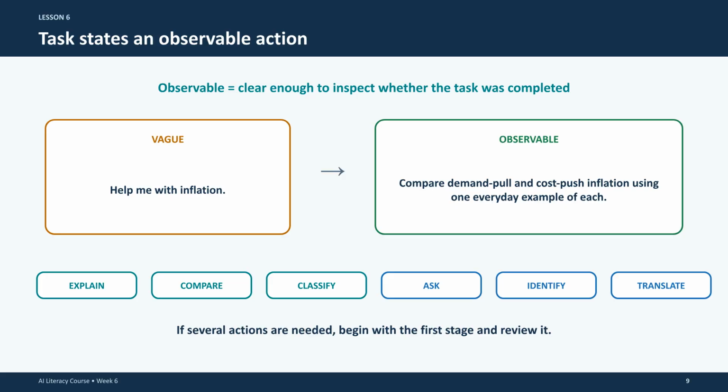Your task must be an observable action. Avoid vague requests. Use clear verbs like explain, compare, or identify. If you have multiple steps, start with the first, review the output, and then proceed.